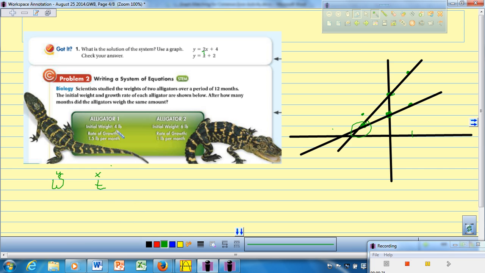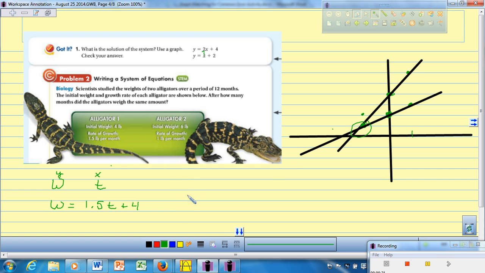So the initial weight for alligator 1 was 4 pounds, and the growth rate was 1.5 per month. So that is our slope, and our initial weight is our y-intercept. So we will have W equals, what's the slope? The per month one. Is that 1.5? T plus the initial amount. How much did he weigh at first? 4. Good. So there's our first equation.